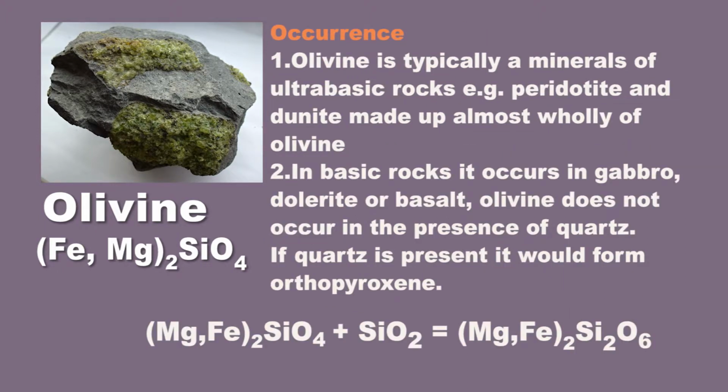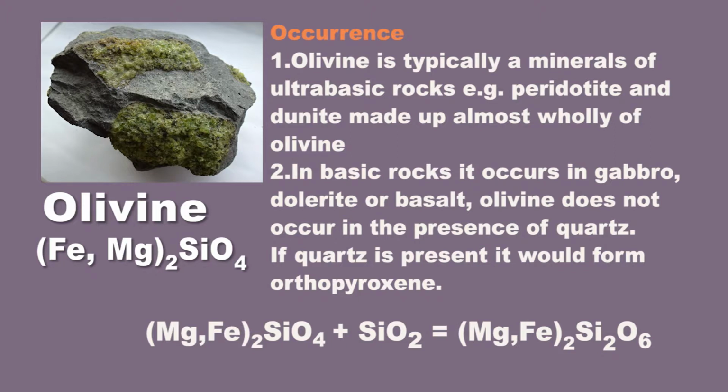Occurrences: olivine is typically a mineral of ultrabasic rocks, for example peridotite and dunite, made up of almost wholly olivine. Second, in basic rocks it occurs in gabbros, dolerite or basalt. Olivine does not occur in the presence of quartz. If quartz is present, it would form orthopyroxene.